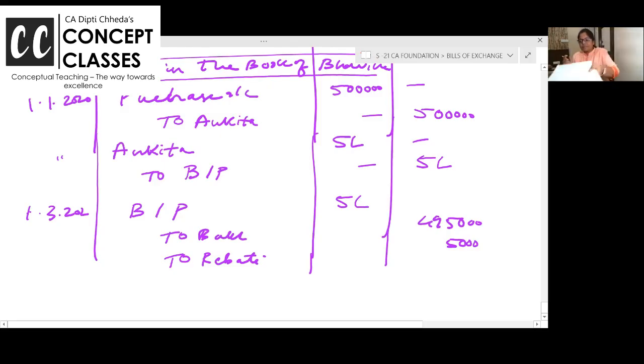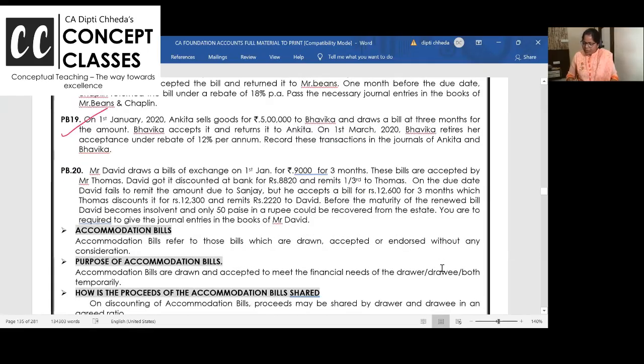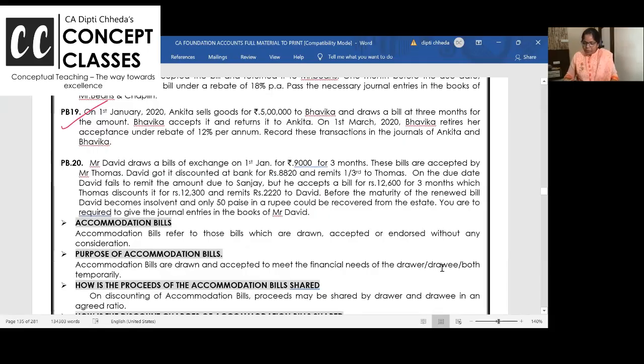Nice. So this is a nice problem. Easy also. 18th is exactly the same. Okay, we are not doing it now. Let's do the 20th problem.